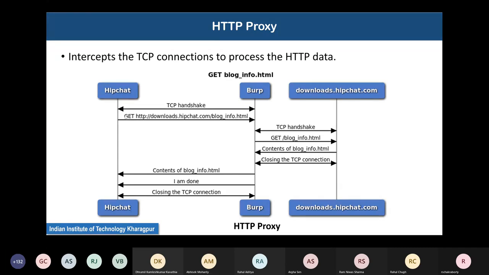So it issues an HTTP GET command, but actually this proxy server forwards that GET command to the actual HTTP server, which is downloads.hipchat.com, on your behalf. So downloads.hipchat.com actually only sees the proxy server. It does not know who is requesting this web page.